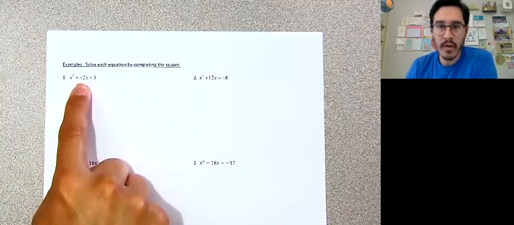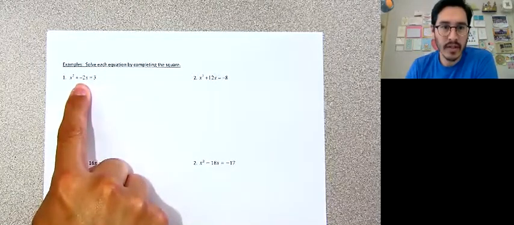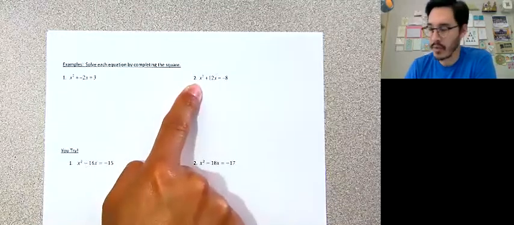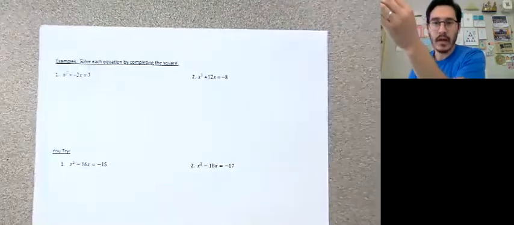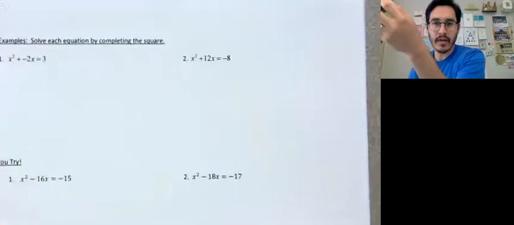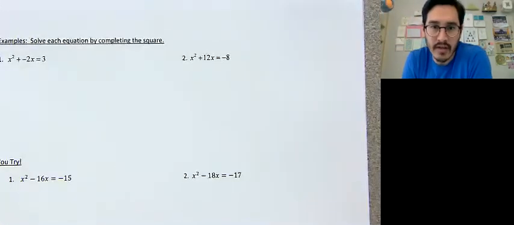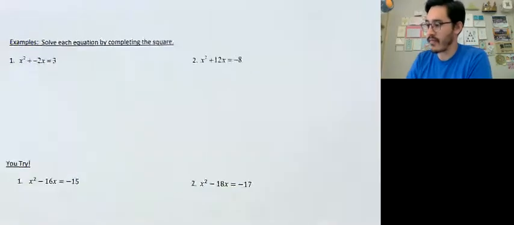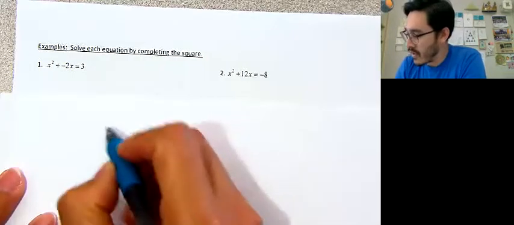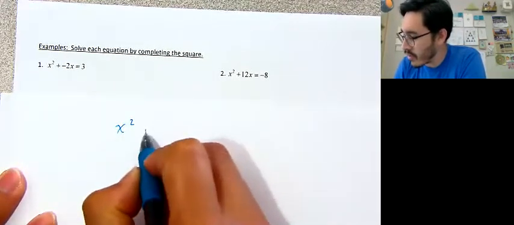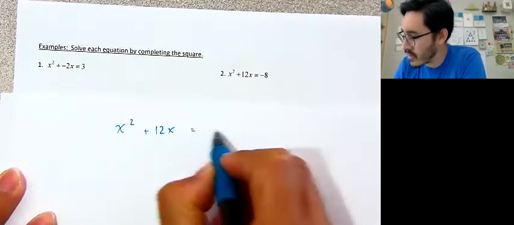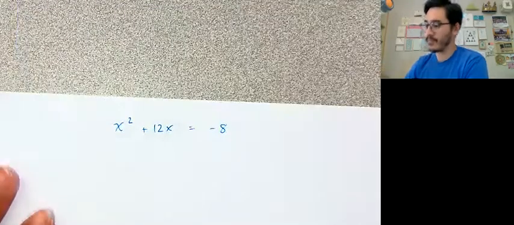So the last video I made, we did this example, and now I'm going to move over to this one here. Zoom in a little bit. All right, so our equation is x squared plus 12x equals -8.